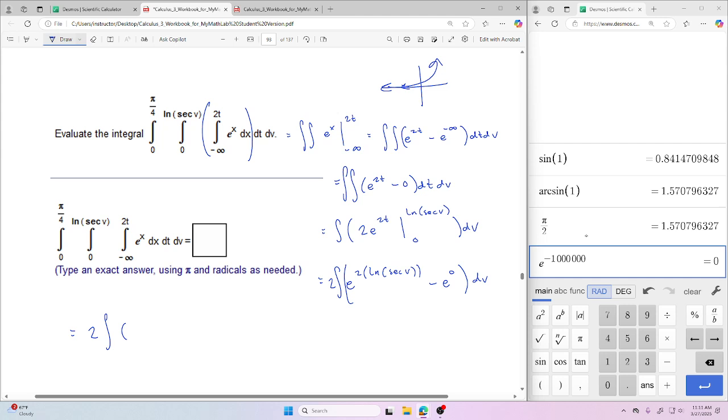So this 2 is in the front. Do you remember your log rules? Your log properties? Squared, very good. It moves up. Yes, exactly. And so this is secant squared technically now. I don't like that notation, but it'll have to do for now because I'm just doing this. Okay, nice.